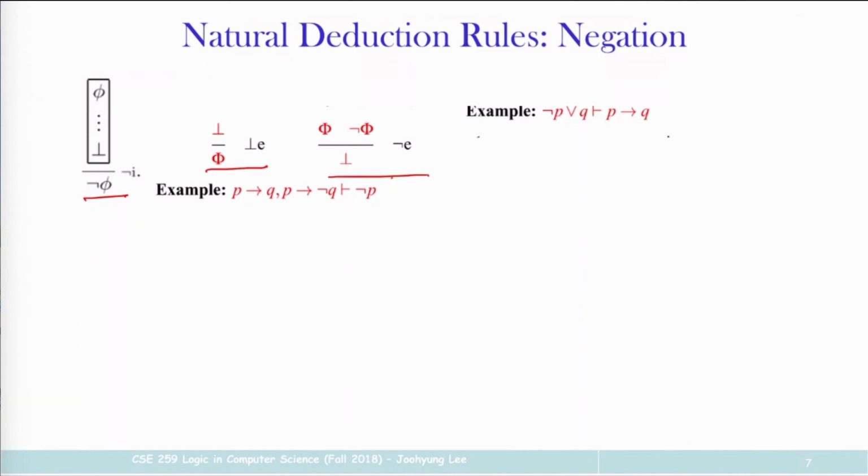So what this negation introduction rule is saying is, if you assume phi temporarily and then derive a contradiction, then you can conclude that the negation of that assumption is actually true. Your assumption was wrong. That means the negation of that assumption must be true. That's what the negation introduction rule is saying. Are we together? Okay, good.